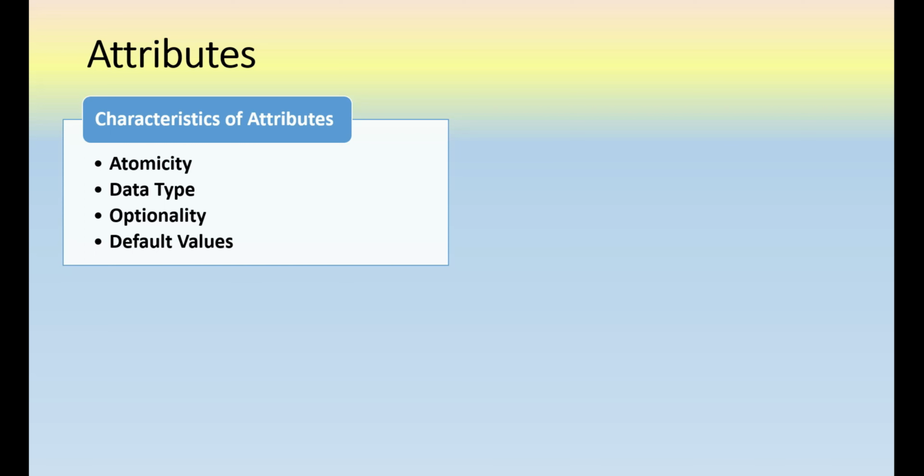So what is atomicity? Atomicity is nothing but each attribute should hold a single piece of data. For example, an address might split into multiple attributes such as street, city, and zip code, right? But each attribute should always have a single piece of data. So it should not have the combination of all those things. Otherwise, it will be quite confusing when you are doing any kind of reporting or analytics, right?